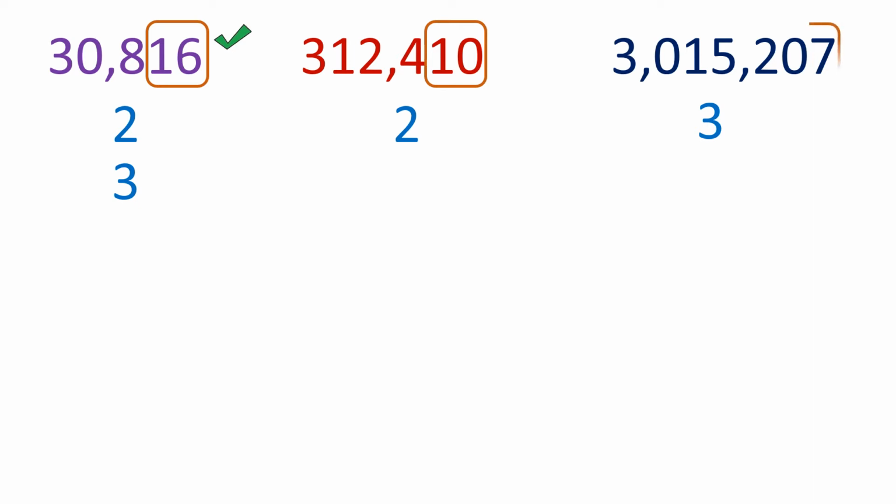As well as the third number because it ends with the last two digits 07. So 7 is not divisible by 4. So we only have one number, which is 30,816. You can check it using a calculator if you want to know if it's really divisible by 4.